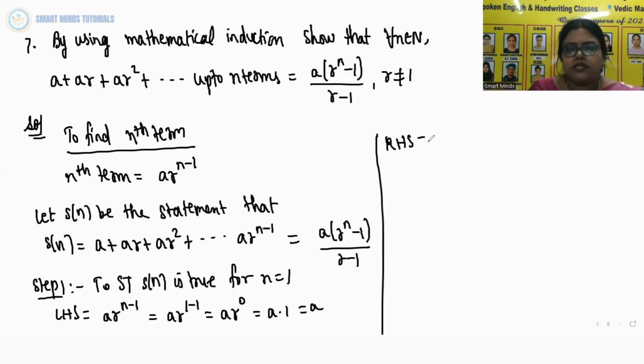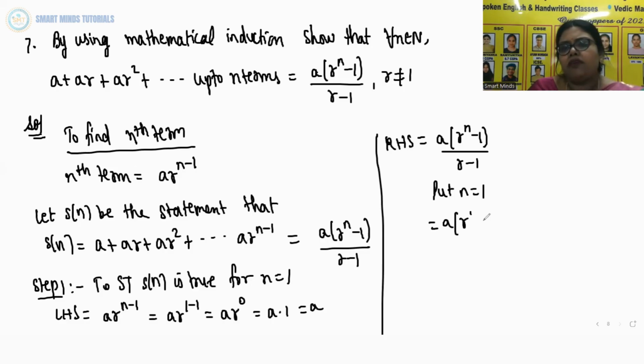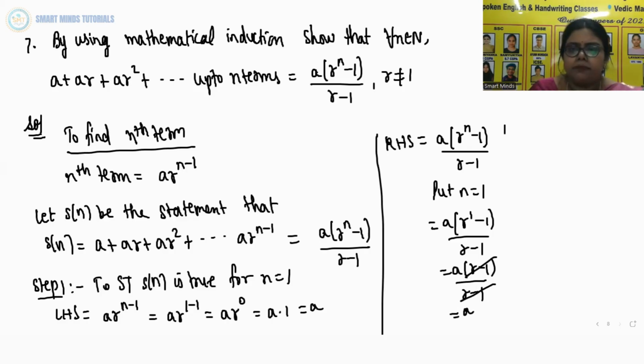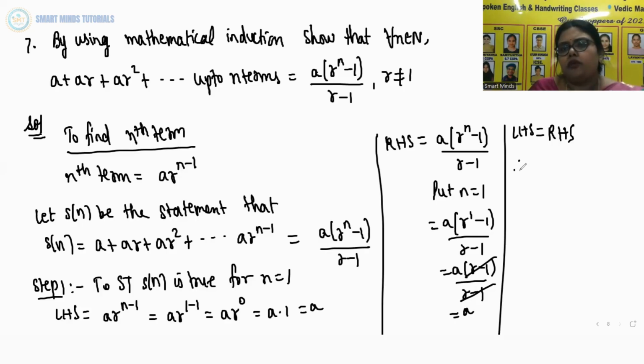Now we take RHS. RHS is a into r power n minus 1 by r minus 1. So put n is equal to 1. So you get a into r power 1 minus 1 by r minus 1. So that is a into r minus 1 by r minus 1. Both get cancelled, that is a. So LHS is equal to RHS. Therefore, S of n is true for n is equal to 1. So we got step 1.